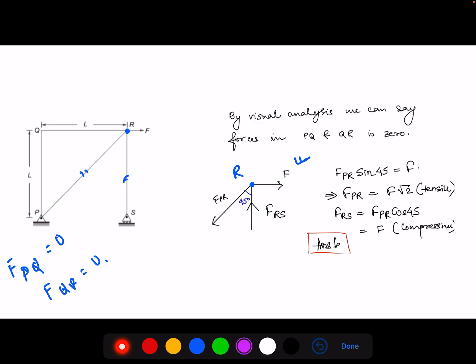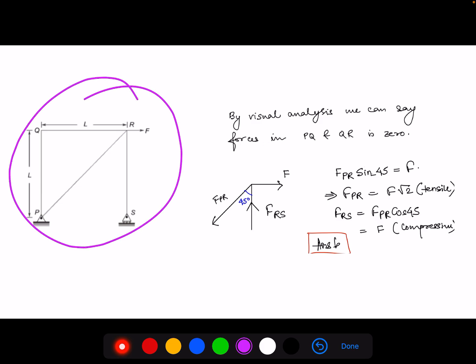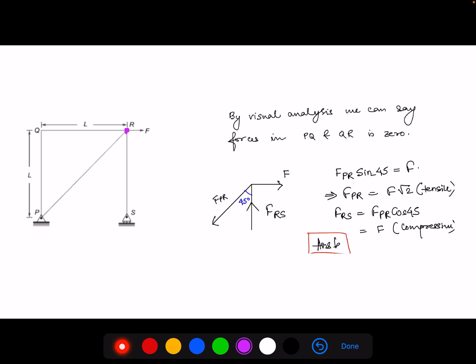How? For the net resultant, see, this truss must be in equilibrium. If the truss is in equilibrium, the joint R should also be in equilibrium. If the joint R is in equilibrium, all these forces should add up to 0. For these forces to add up to 0, these 3 forces should form a closed polygon, and a closed polygon is possible only in this way. This is the F, this is FRS, and this is FPR. So this is the only way possible, these are the only directions of forces possible.